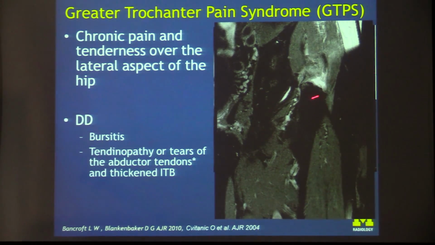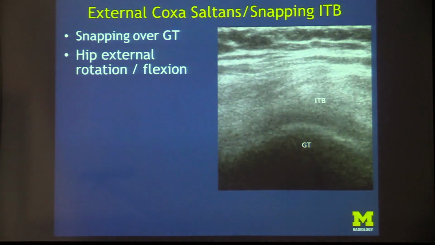Partial thickness tear involving the gluteus medius. You can see fluid over the greater trochanter here and persistent fibers here, partial tear of the gluteus medius tendon. Now, the iliotibial band is also a cause of lateral hip pain, typically because of friction against the greater trochanter. And oftentimes it's associated with a snapping hip laterally.